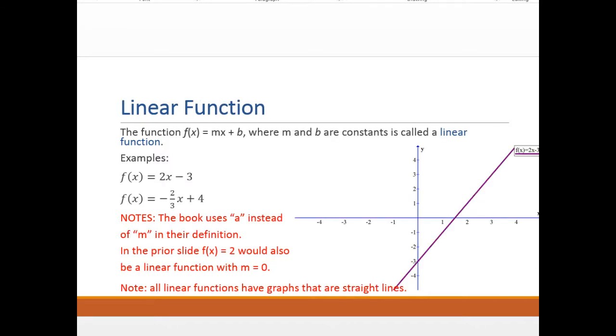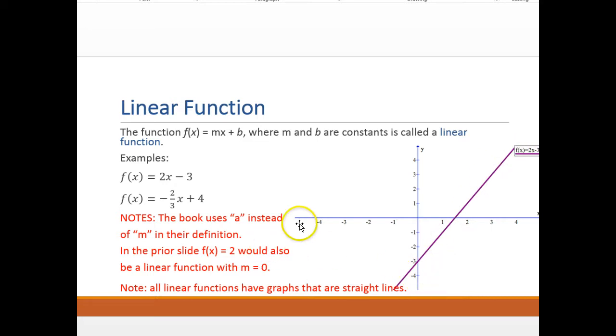The second type of function we want to look at is what's called a linear function. In this case, the function f of x is equal to mx plus b, where m and b are constants. This is called the linear function. Here's an example: f of x equals 2x minus 3. F of x is equal to negative 2/3 x plus 4. The top example is actually shown in the graph here to the right, f of x equals 2x minus 3.